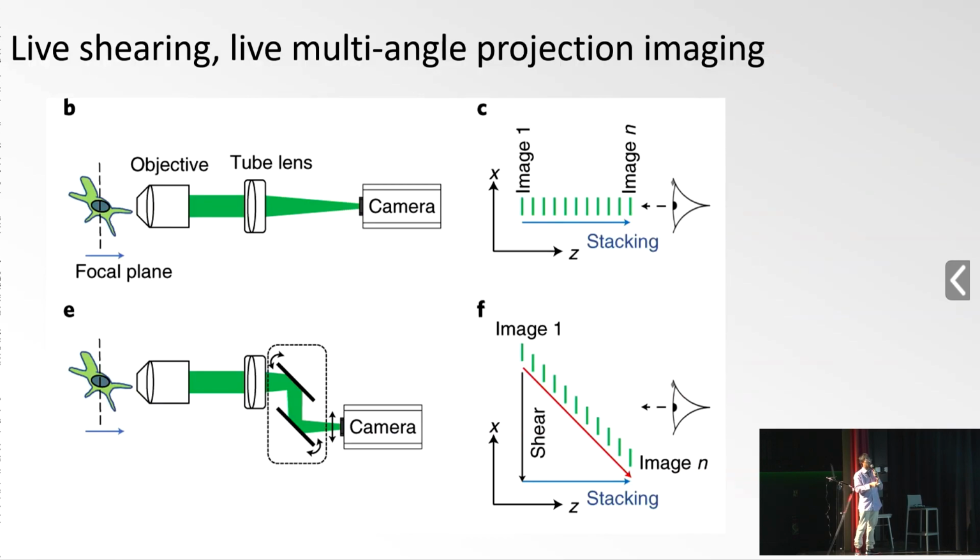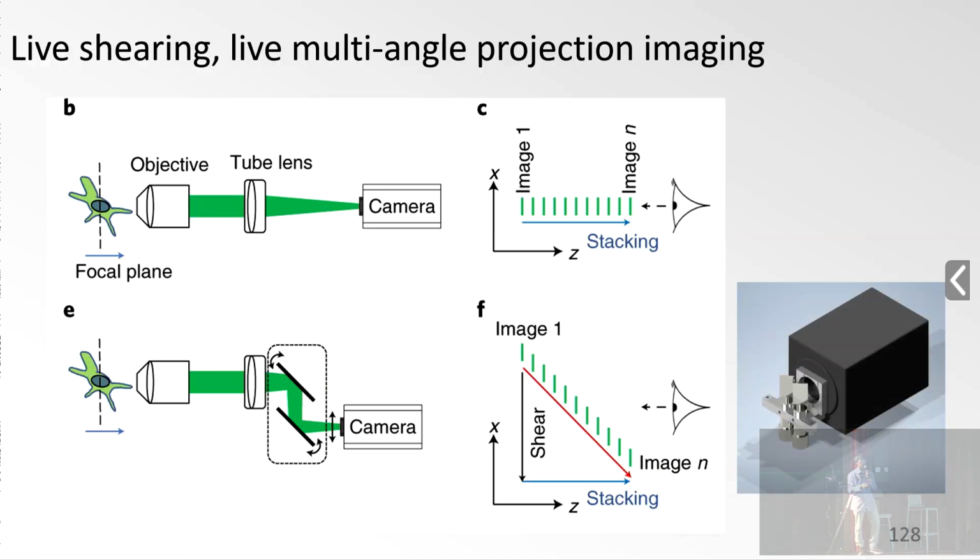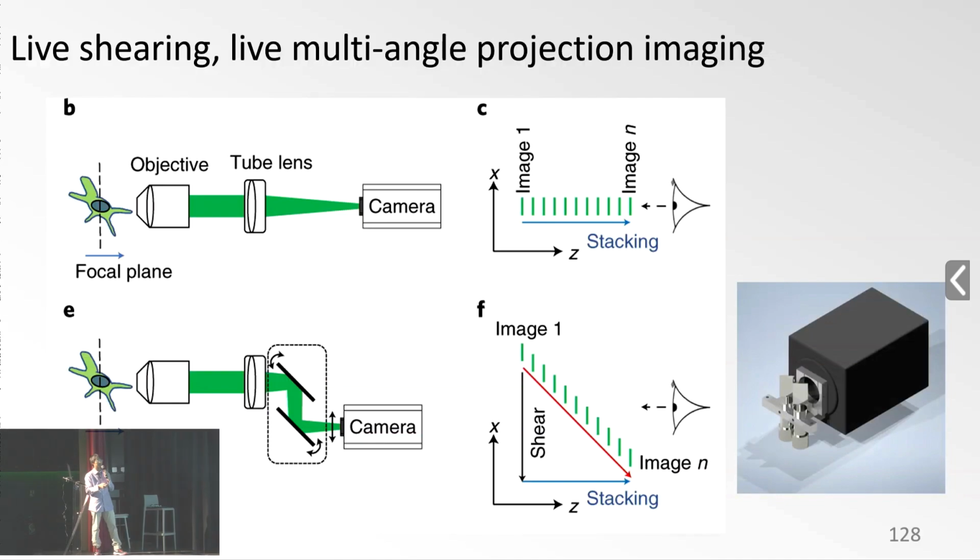We actually realized you don't need to have two mirrors here, but in our first setup we used two mirrors. So basically this is a shearing effect. This is our setup. It's pretty simple. You basically just need to put two mirrors in front of your cameras, and when the motion of these mirrors is synchronized with the Z stage here, then you can basically do a live shearing.